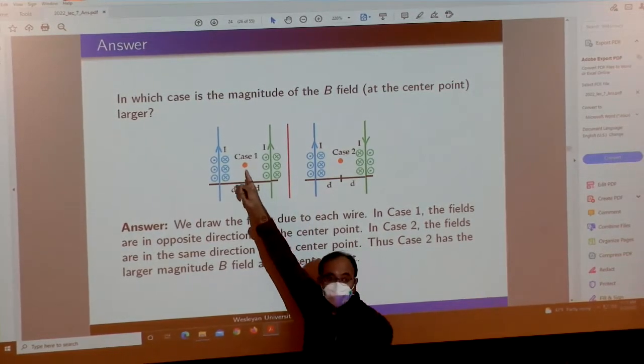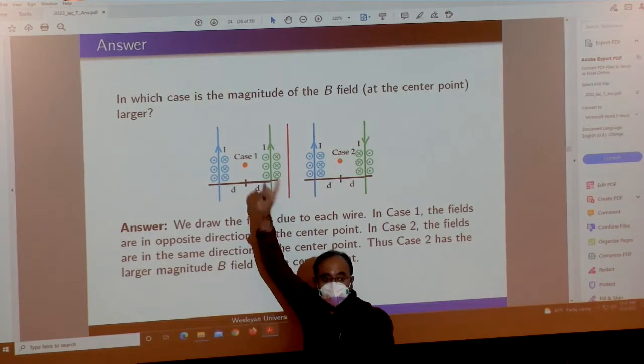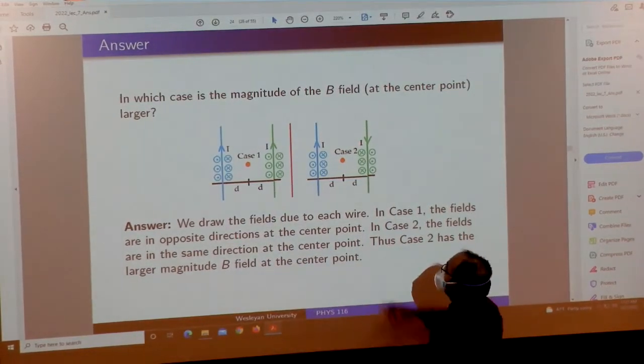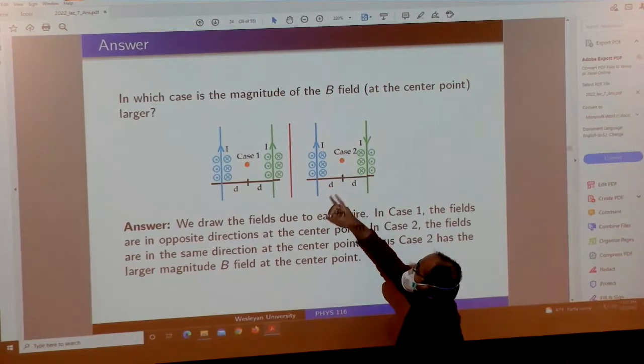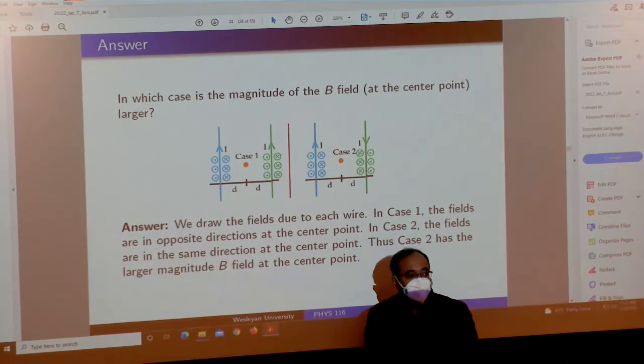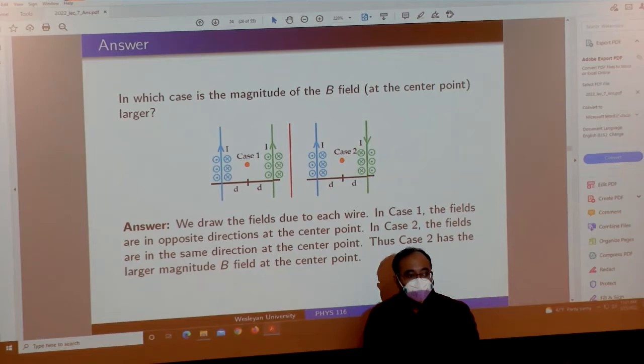So you can see that they're pointing opposite directions here at the center, so they will cancel out. Whereas here, both wires are producing a field into the page over here, so they would add up.